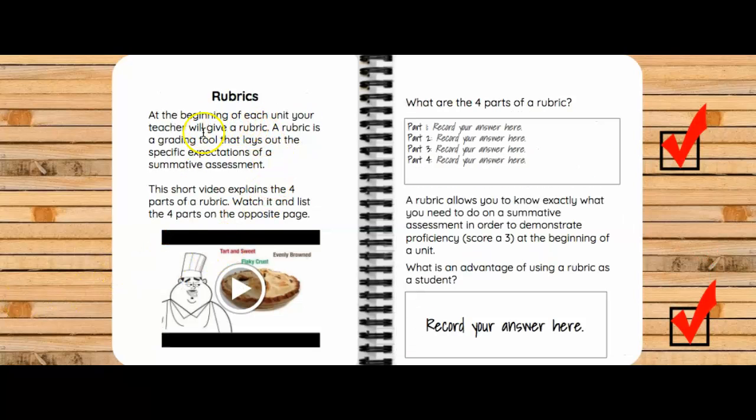And then I kind of go over what rubrics are in general. You're going to get a rubric at the beginning of each unit, so you know exactly what you are going to have to do to demonstrate proficiency. There's a short little video. It's only about a minute long. Watch this. It describes the 4 parts of a rubric. Fill those in here. And then talk about what the advantages of using a rubric are as a student.